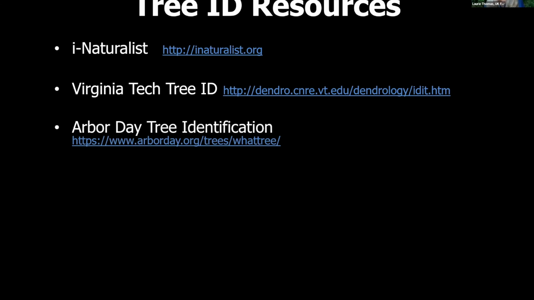And then there's the Arbor Day tree identification. They have a little key. They actually have one you can buy, but it is a little more expensive. It runs about $19, but it is a dichotomous key as well. And they have some stuff online and some great info on trees as well.